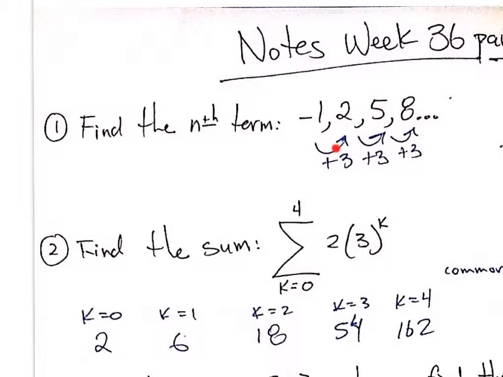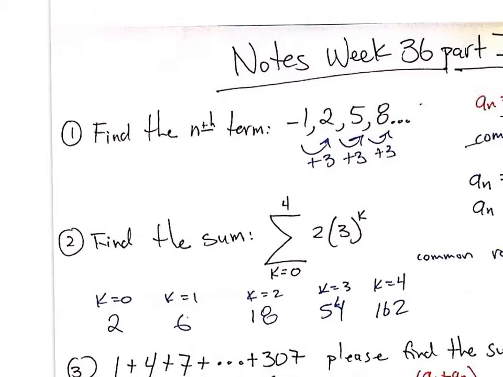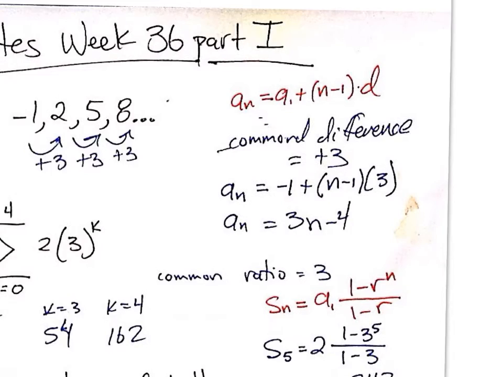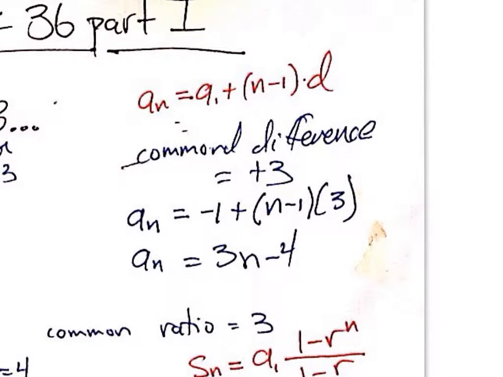So first you recognize the pattern, and you see how we add 3 every time. Therefore, it is arithmetic, and the common difference is 3. So if we look over here, we figured out the pattern. It is arithmetic. The common difference is 3. This is the formula you are given.